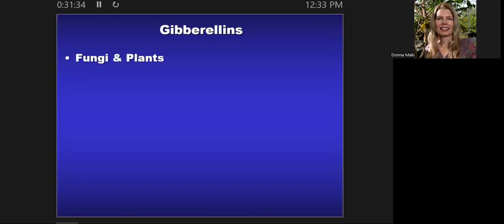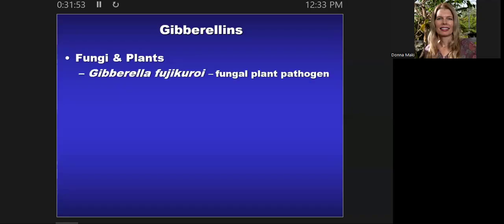Okay, another group that we need to talk about and introduce: gibberellins, again with an S because there are many. Again, fungi are kind of famous for producing this as well. It was actually first discovered in a fungus, which is weird. This is the name of the fungus, Gibberella fujikuroi, and it's a plant pathogen.